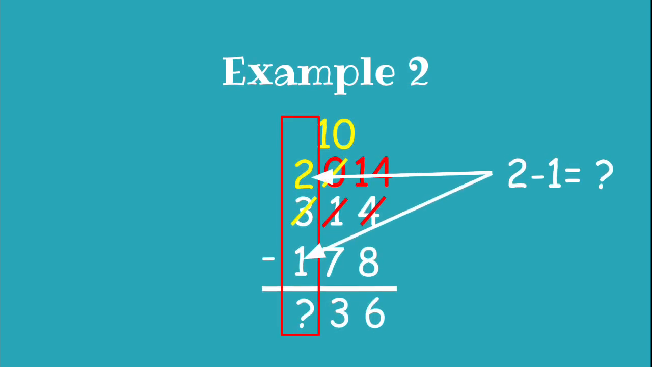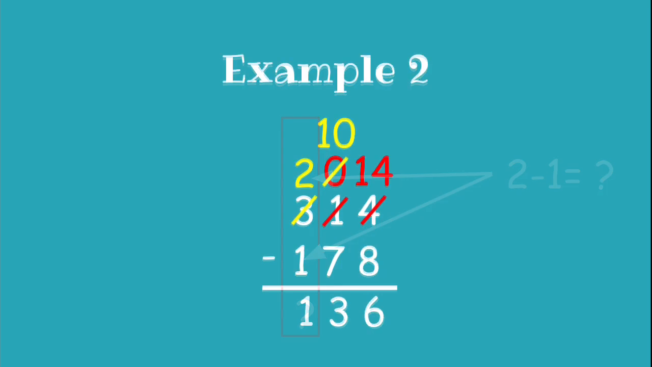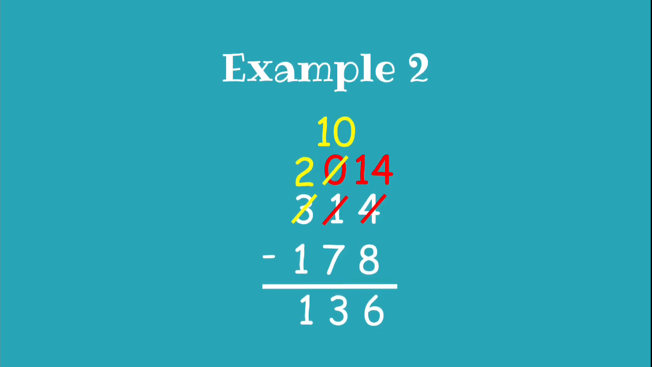We're ready to move on to the hundreds place. 2 minus 1. 2 is greater than 1, so now there's more on the top. No need to stop. 2 minus 1 equals 1. So, 314 minus 178 equals 136.